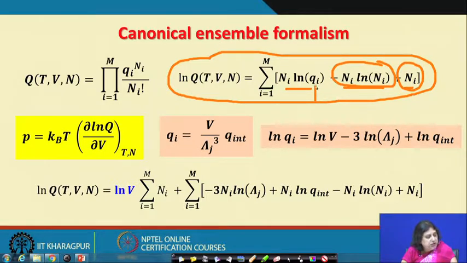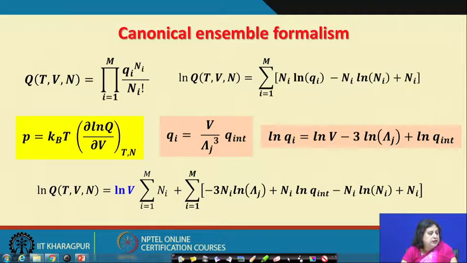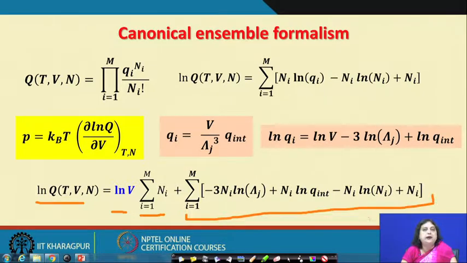So, I have to focus on what small qi is, and this small qi is this term multiplied by whatever internal structure the system has. Therefore, I would say that the explicit volume dependence of ln Q arises from this ln V term. If I go ahead and calculate the pressure, I should be able to write ln Q(T,V,N) as ln V multiplied by this sum, plus a term that is independent of volume, okay, and it is a constant at a given temperature and total number of particles.